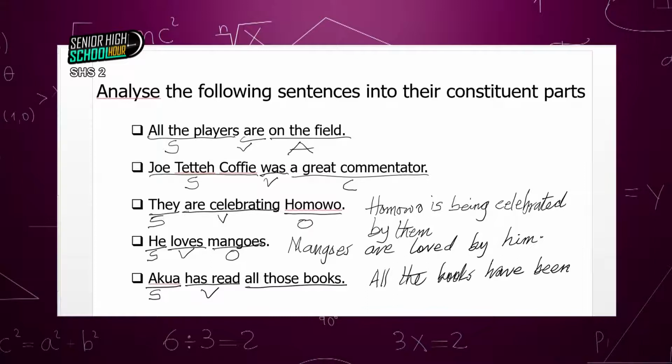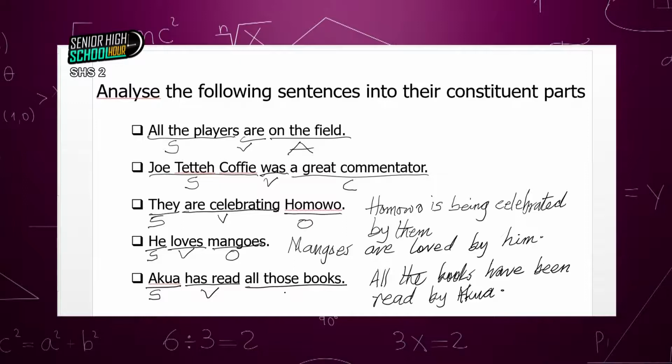Then we will maintain our read. Interestingly, it's the same spelling, but we pronounce it as red. So, all the books have been read. Then the agent, which is by Equa. Okay, so all the books have been read. We can use it to form a passive structure. Therefore, all the books is object.